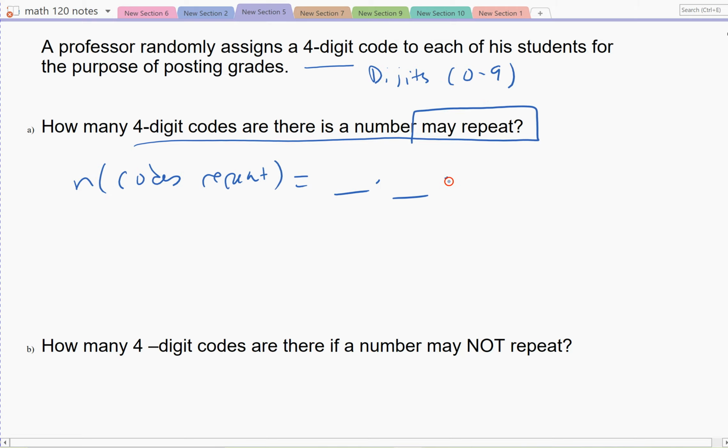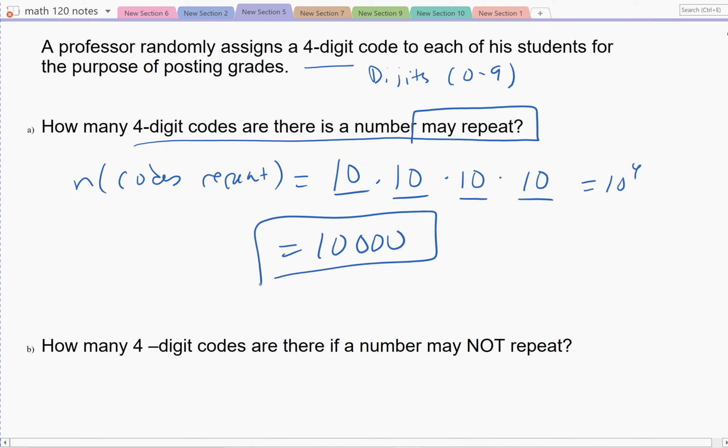Well, I've got 4 digits, and I can repeat, so each one of those digits has 10 possible choices. There are 10 digits I can choose from, so 10 to the 4th, or 10,000. So there are 10,000 possible 4-digit codes if I'm allowed to repeat digits.